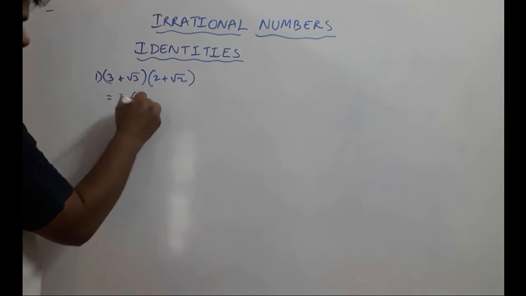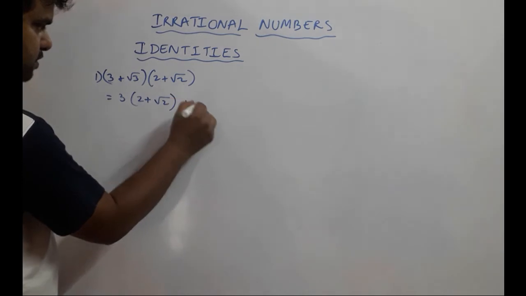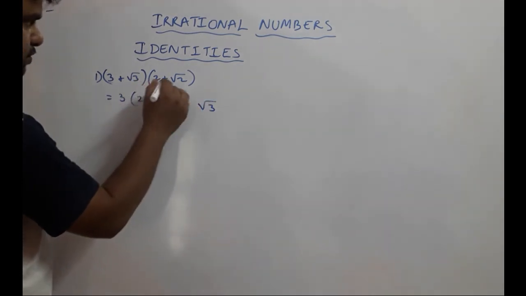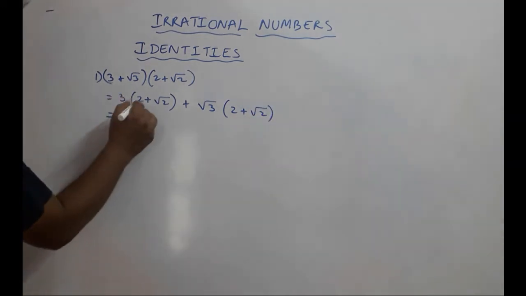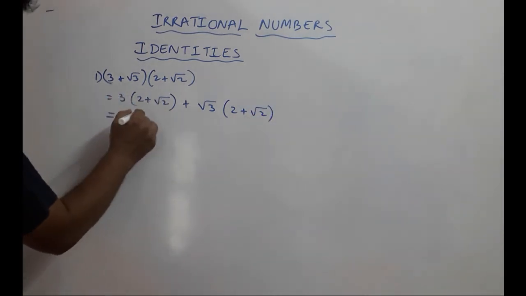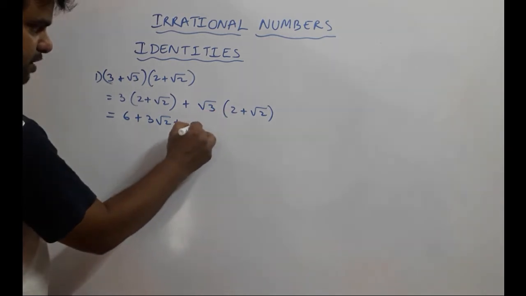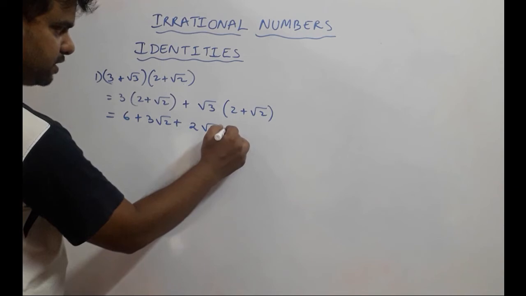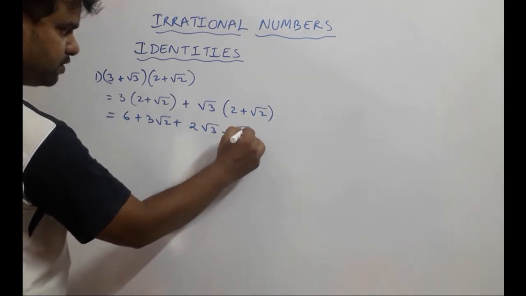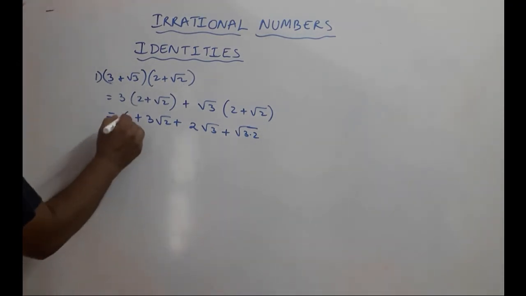So 3 into 2 plus square root of 2 plus square root of 3 into this entire bracket, that is 2 plus square root of 2. What we get? 3 into 2 is 6. 3 into root 2 can be written as 3 root 2, plus root 3 into 2 can be written as 2 root 3, and root 3 into root 2 can be written as plus root 3 dot 2. So this is 6.